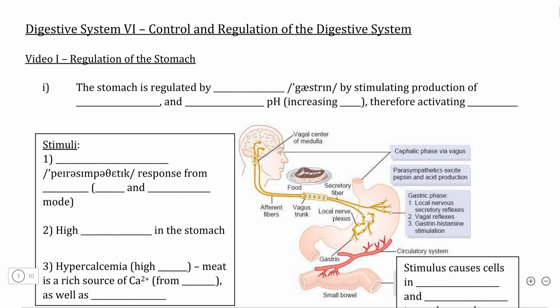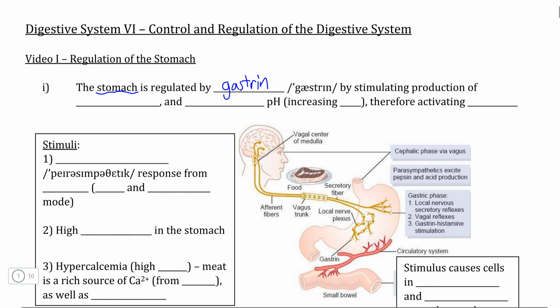In this three-part video series, we're going to be looking at the functions of the three primary regulatory hormones of the digestive system, starting with the regulatory hormone gastrin, which is the primary hormone that regulates the activation and inactivation of the stomach.